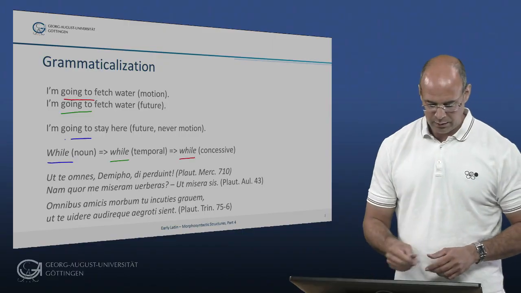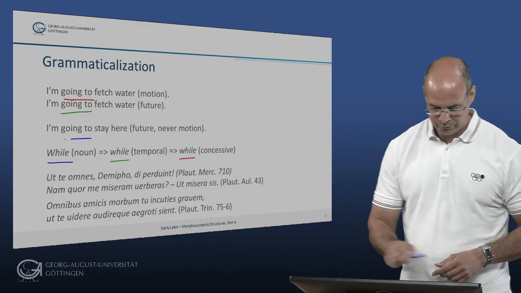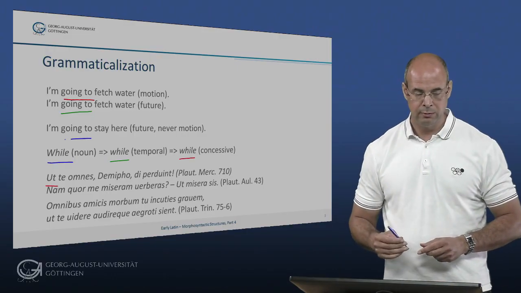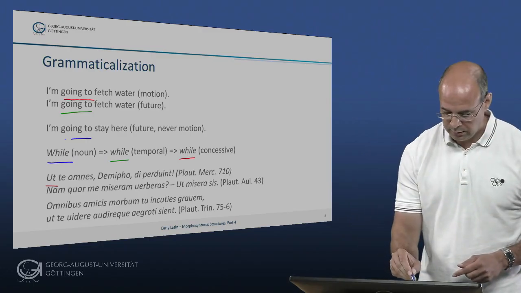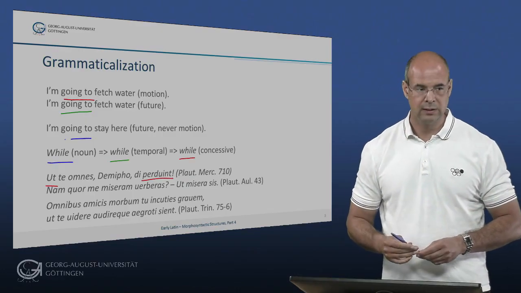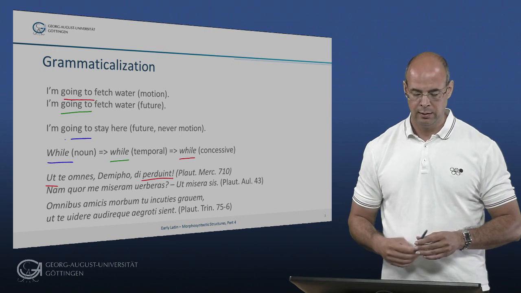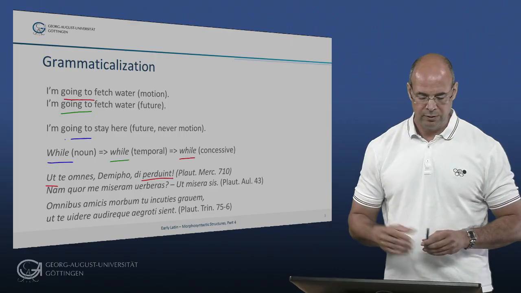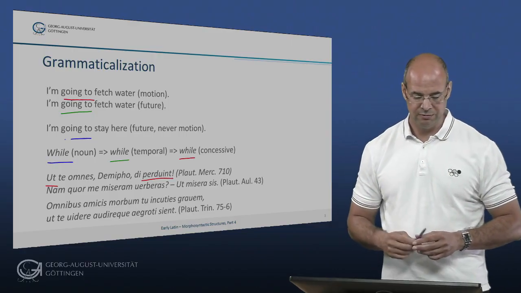We have three types of ut. Ut te omnes demifo di perduint, a main clause, ut plus subjunctive indicating a wish. It has a clear grammatical function, it has a clear meaning. May all the gods destroy you, demifo.